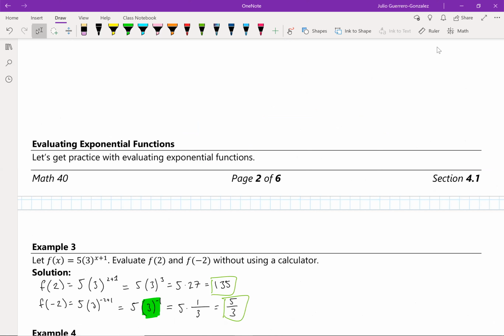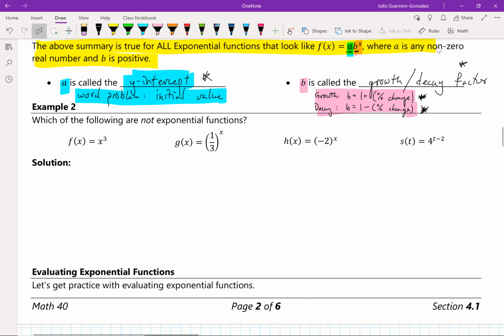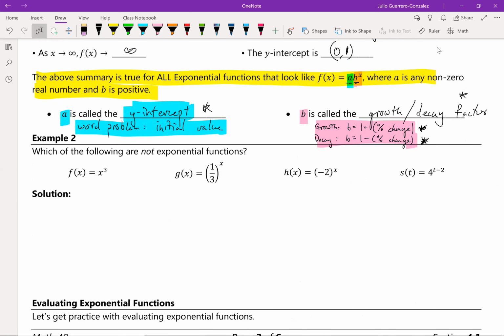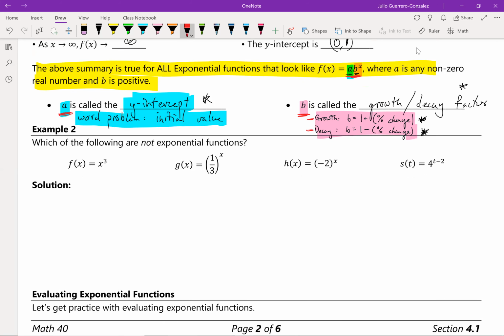This stuff in yellow right here is going to be part of the start. Exponentials are based off of this: a times b to the x. The a being your initial value, and your b being the growth or decay, whichever one you have. If you're growing, it's 1 plus whatever that percent change is. And if you're decaying, it's 1 minus that percent change, whatever that might be. Cool?